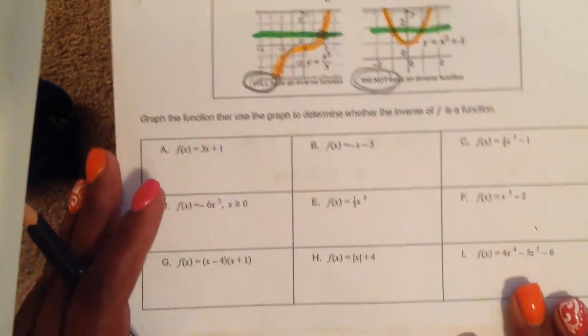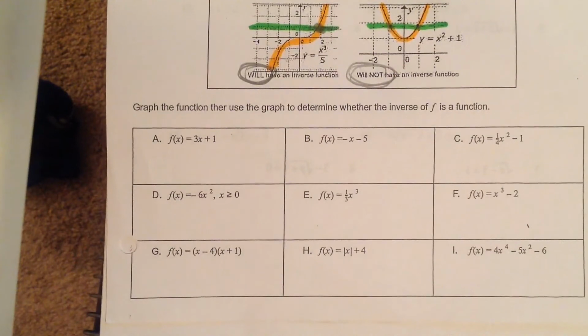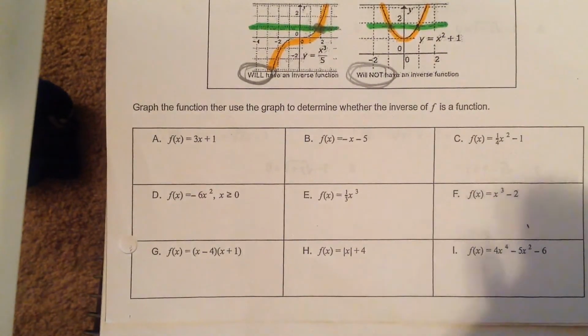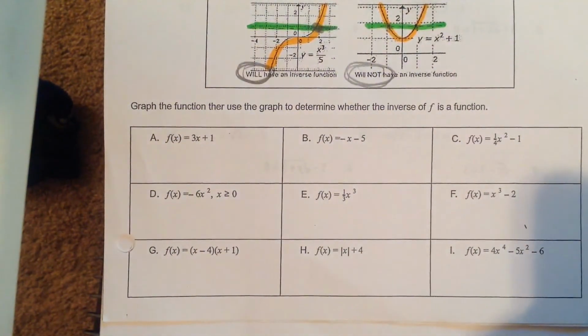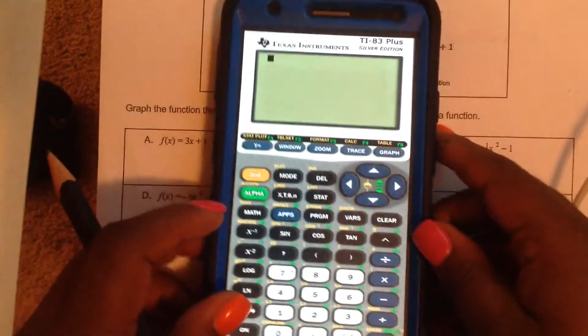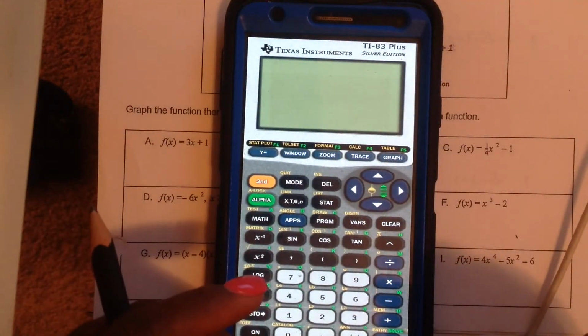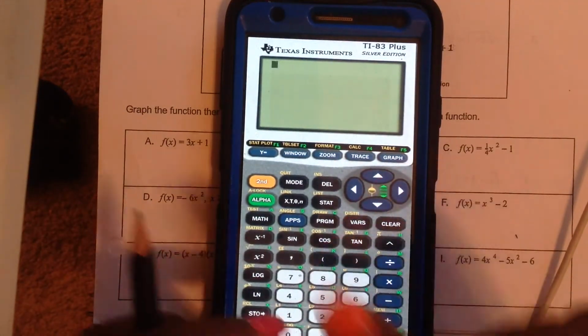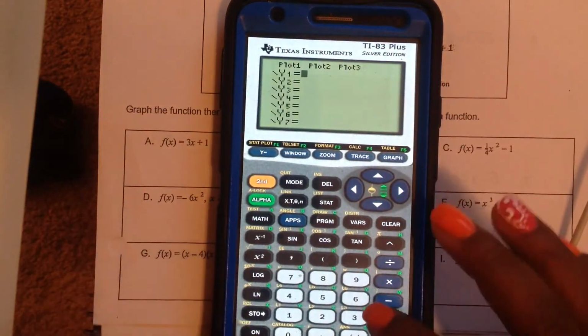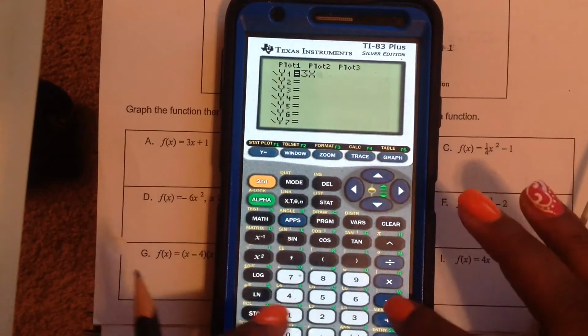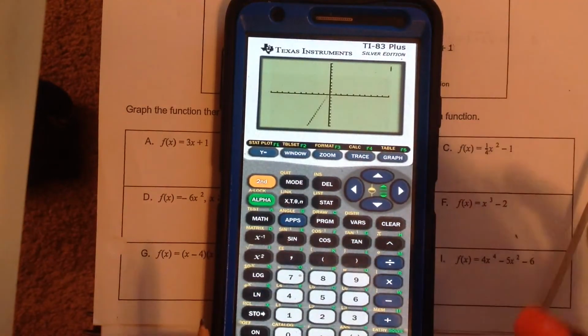What you guys are going to do at the bottom here is graph the function and use the graph to determine whether or not the inverse of f is a function. So you're going to take your graphing calculator, and yes, it's on my phone. It's going to be y equals, and we're doing 3x plus 1, and we're going to graph it.